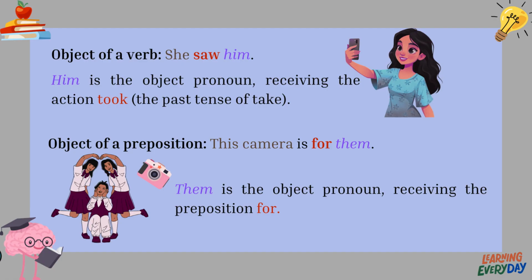Object of a verb: she saw him. Him is the object pronoun, receiving the action saw, the past tense of see. Object of a preposition: this camera is for them. Them is the object pronoun, receiving the preposition for.